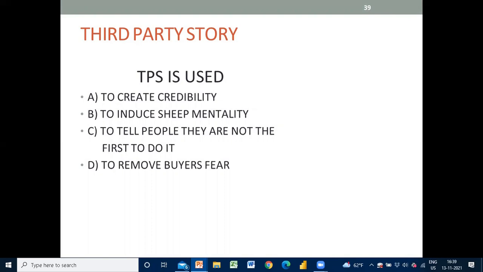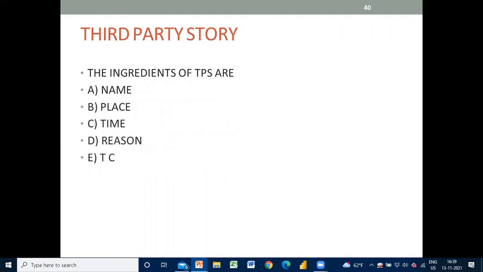So continuing that, the third party story is again as simple as your fact benefit, filling the blanks. Now the ingredients of a third party story are name, place, time, reason, and trial close. So every third party story, whenever you say it, has to have these 5 things.